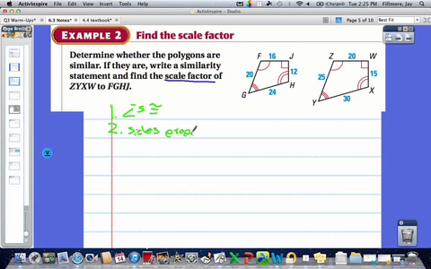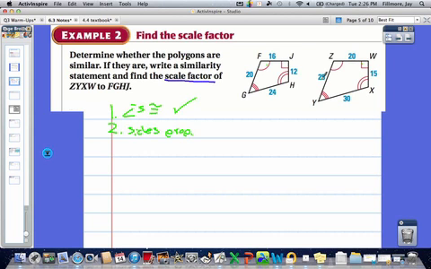Starting with the angles, we do have 4 pairs of congruent angles. 3 tick marks and 3 tick marks, 2 and 2, 1 and 1, and then right angles. So yes, all of our corresponding angles are congruent, so that works. Let's check and see if our sides are proportional.